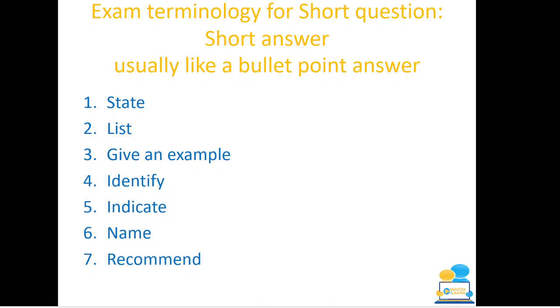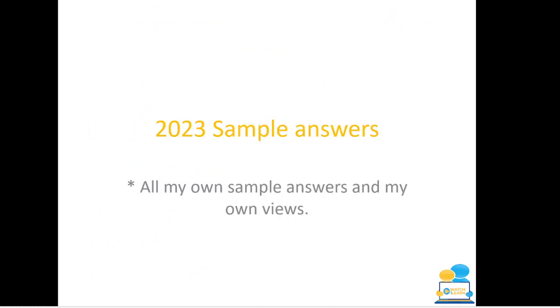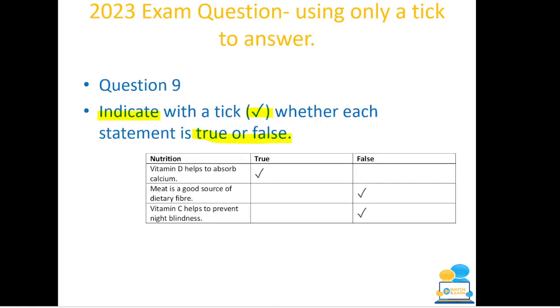Okay, so we're going to go through examples of where these action verbs are found in past papers. So the 2023 sample answers, these are all sample answers and my own views, okay? And they're based on the 2023 exam paper, okay? So these are just sample answers. So the 2023 exam question, okay? This one here is question 9, okay?